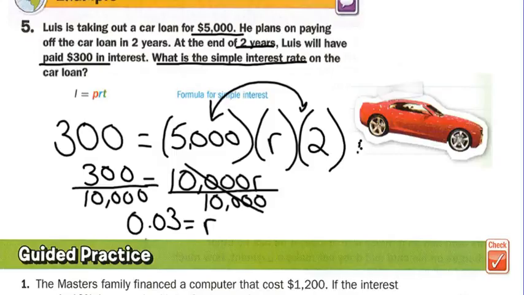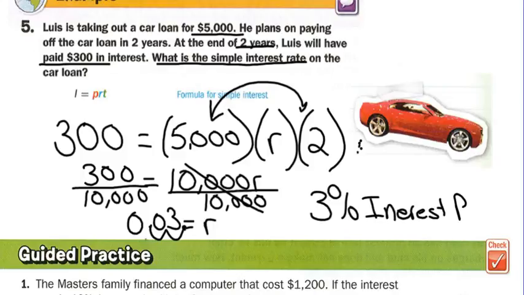0.03. But remember, R is a rate that's been turned into a decimal. So that means if we want to know the percentage, we need to turn it back into a percent. So I'm just going to take that decimal, slide it to the right, this time 2 places, and I find that he had a 3% interest rate on the car loan.